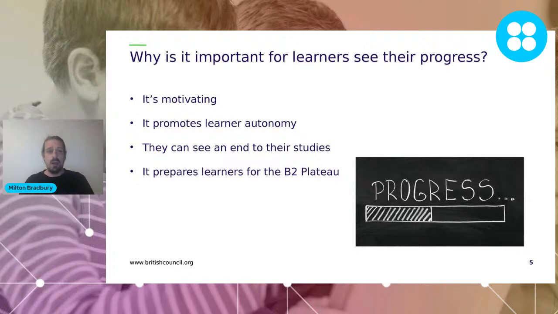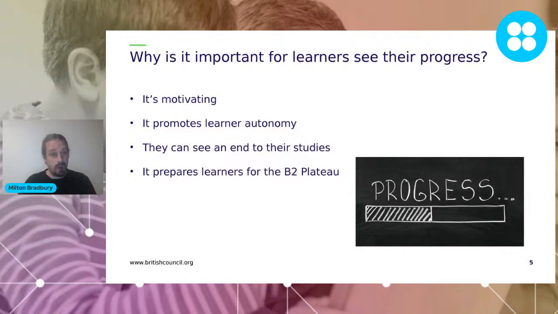Well, because at B2 level, you can more or less manage any situation. You can more or less survive in any situation. So you can just fall back on what you already know. You can just rely on that. And you don't really have the intrinsic need to learn more.